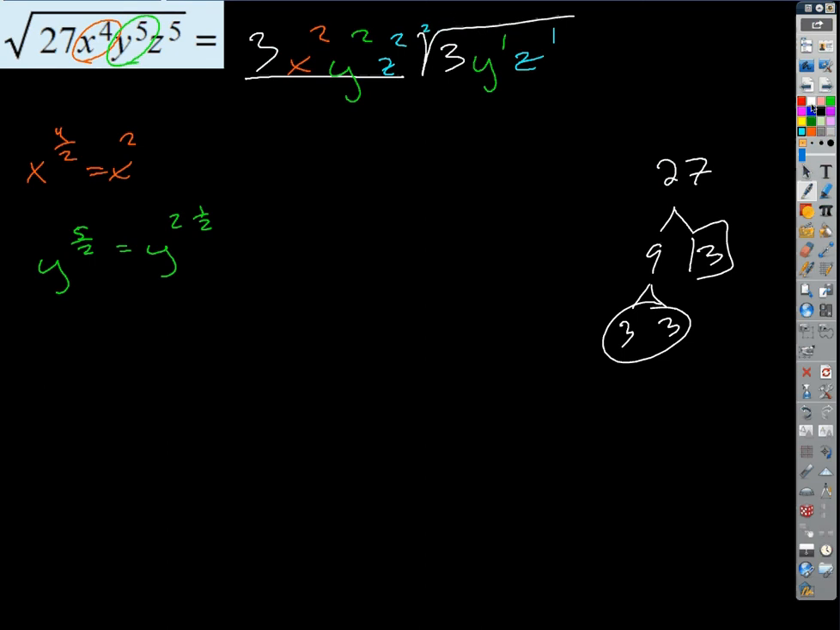So when you're entering this in simplified form, Lauren, how are we going to write that? Well, how would I write that in simplified form? So 3, y squared, z squared. Lauren, and inside the square root, 3yz. There you go. Perfect. Okay, questions?